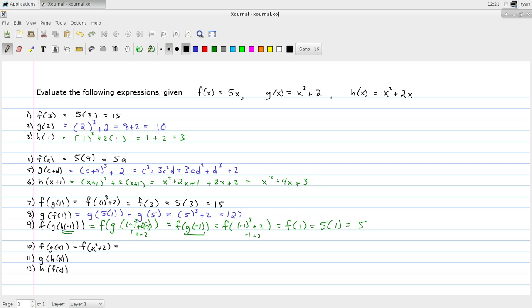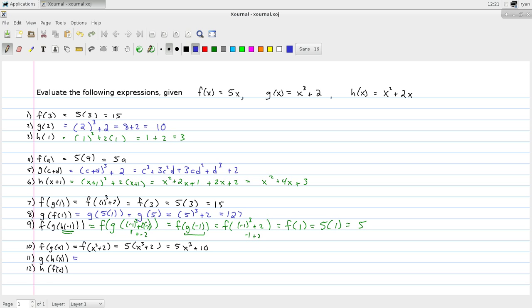Next, we're going to go to the f function, and every place we have an x, we're going to replace that with x cubed plus 2. So instead of being 5x, this is 5 times x cubed plus 2, which we can simplify by distributing to give us 5x cubed plus 10.